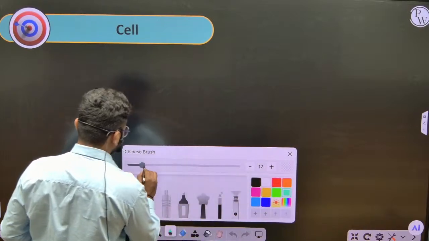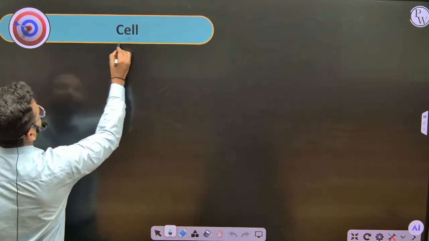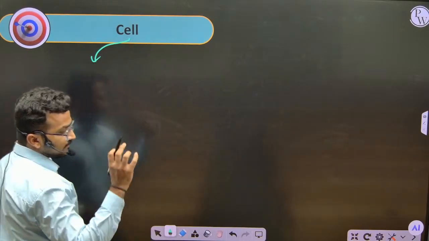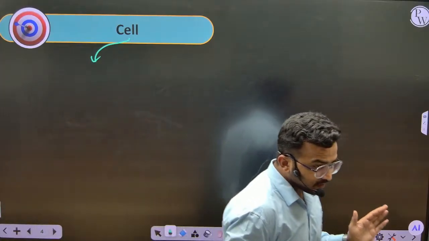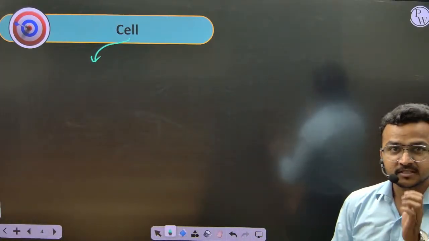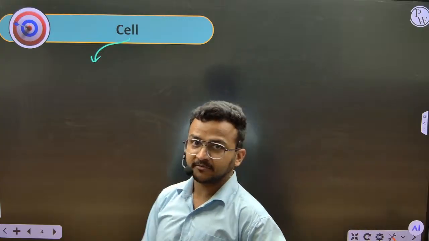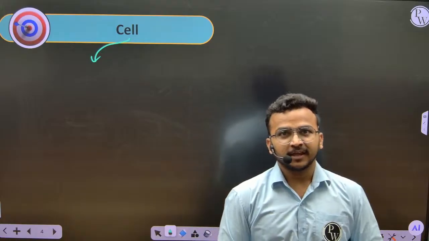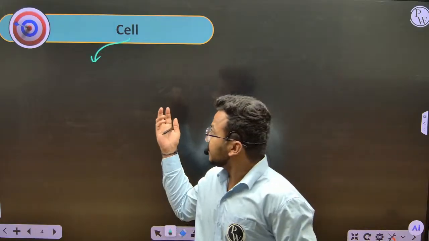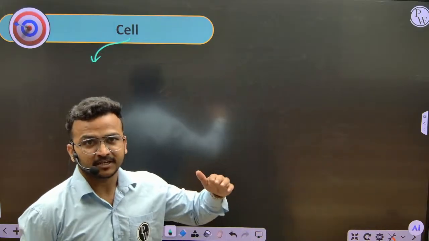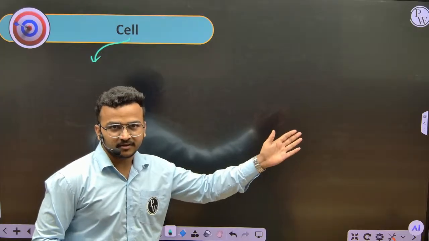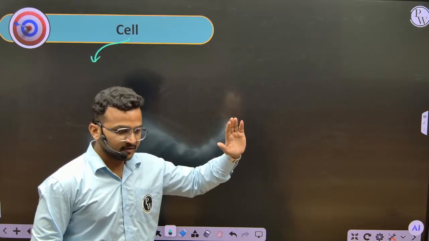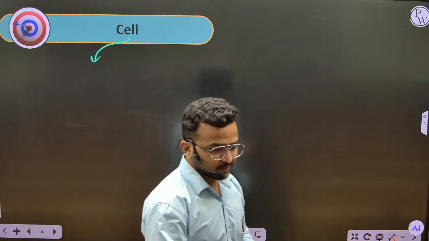Now coming to the cell. When we discuss the cell, we call it the basic unit, the structural and fundamental unit of life. You might already know this, because in 10th standard we see all these definitions, and not only in 10th, even in 8th standard. So what is a cell and what are its components?